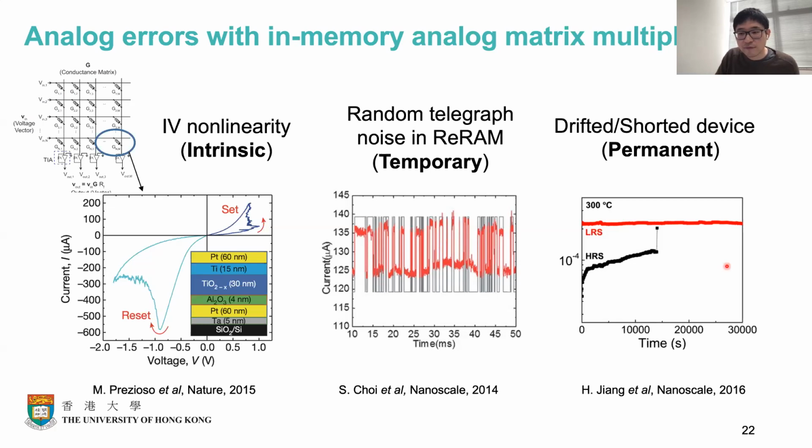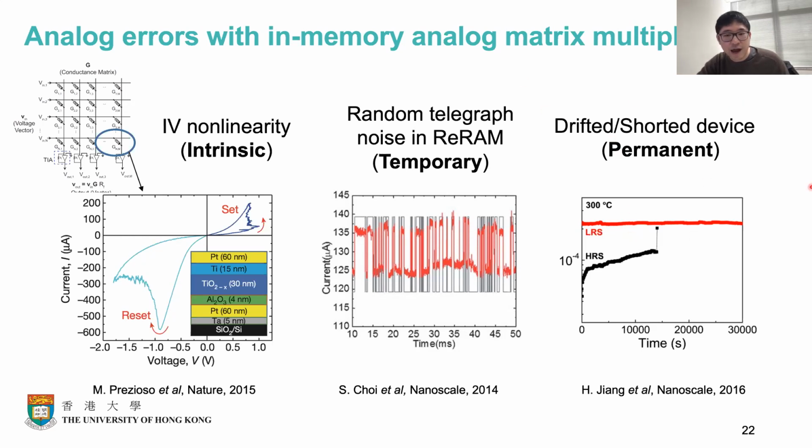Even for some demonstrations that have a very high yield, it has some stability issues. For example, it can have random telegraph noise that makes the device fluctuate around a range. Sometimes we also find the device state has drifted, and more drastically, it can fail completely to change the device state to another state.